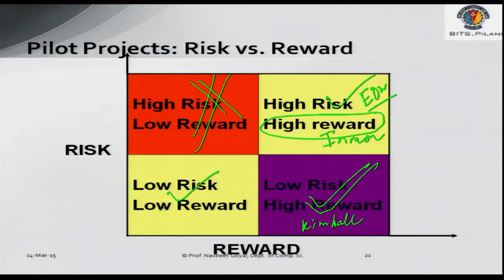Now if I come to this quadrant, low risk and low reward, you can see I put a single tick here. This is just like, I don't want to build a complete data warehouse; I am happy with a couple of data marts, or supermarts, whatever you may want to call them. That would fall under this category. So I hope this concept of risk versus reward is clear in the context of data marts, supermarts, and data warehouse.